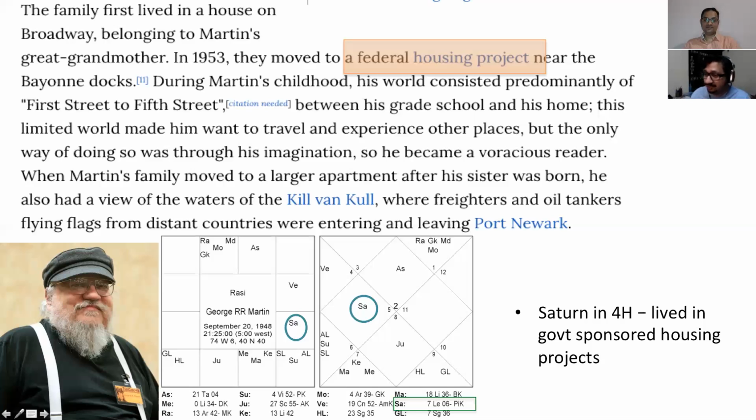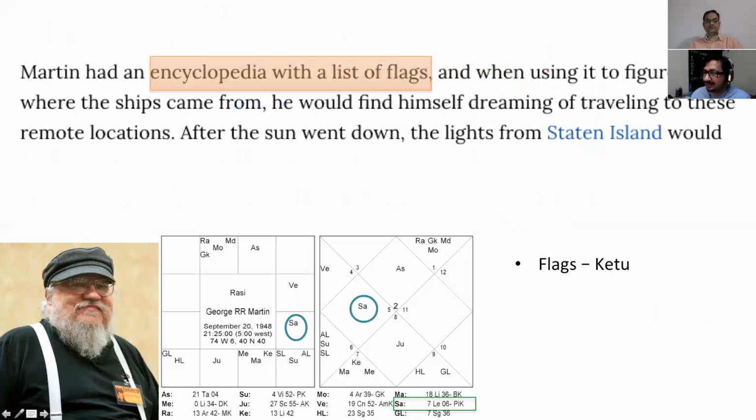But clearly, you can see the Magha influence. There is governmental evidence as far as home is concerned, and he lived in a government-sponsored housing project. Now, Martin had an encyclopedia with a list of flags. Flags are associated with Ketu, and Ketu is the nakshatra lord of Magha Nakshatra. Also, Ketu is the reason natives love to conquer. They love to put their flag on top of something.